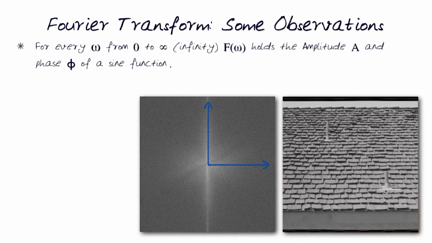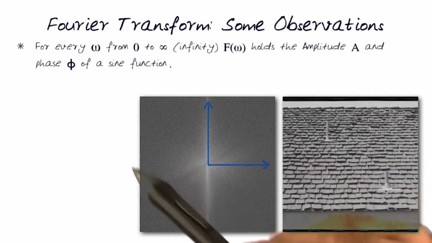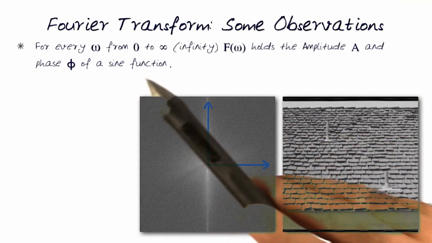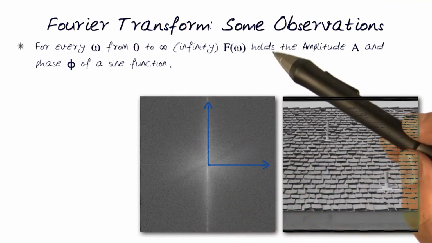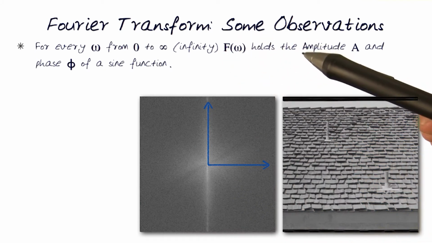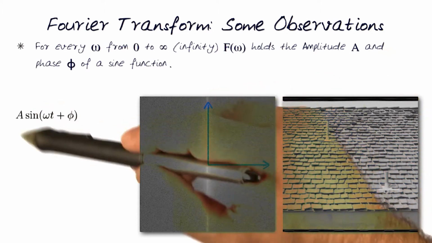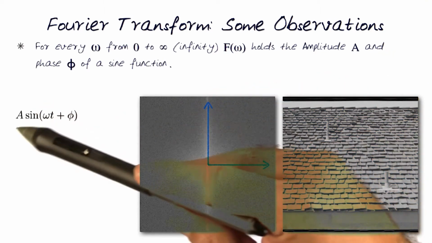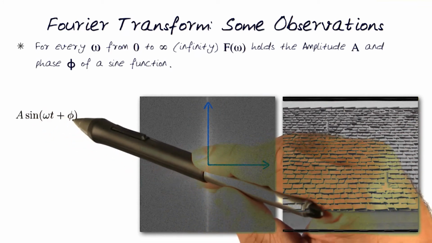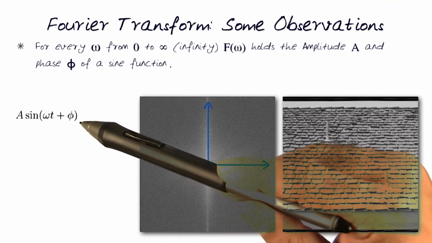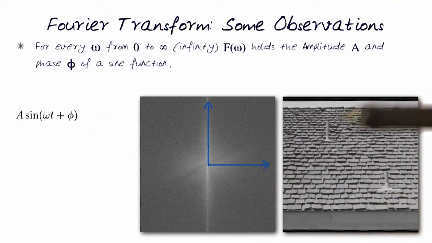Now recall, when we talked about Fourier transforms, we said that in a Fourier transform, for every frequency omega that goes from 0 to infinity, the Fourier transform holds the amplitude A and the phase phi of the sine function. That's best represented, and we looked at this before, by this equation: amplitude A sine(omega t plus phi). So now we are interested in, of course, representing this so we can actually extract information in axes like this, the two-dimensional axes of an image.